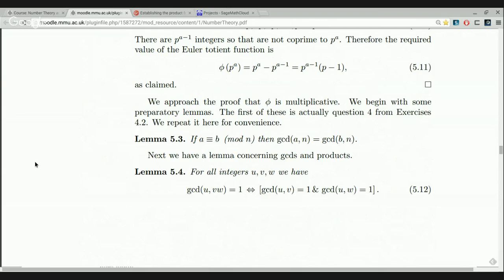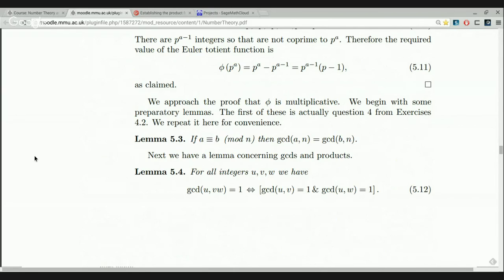A and B differ by a multiple of n. There are lots of different ways of phrasing it. But A and B are two representatives of the same congruence class. They're congruent to one another. If that's the case, then really nicely, when you take their greatest common divisor with n, you get the same value. So if you're in the same congruence class modulo n, you've got the same greatest common divisor with n. That's nice to know.